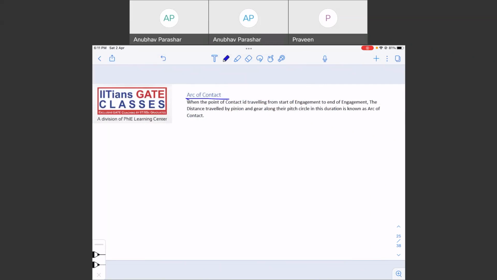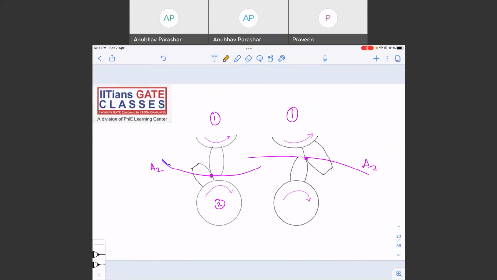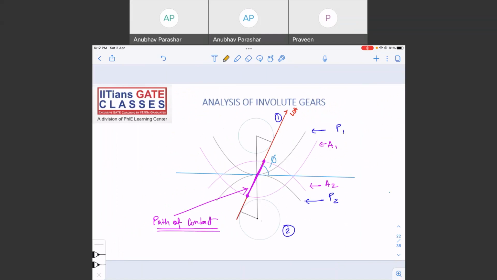So what is the arc of contact? Arc of contact can be given as the path of contact divided by cos phi, where phi is nothing else but the pressure angle, right? So you can see here, this is the arc of contact along the pitch circle.